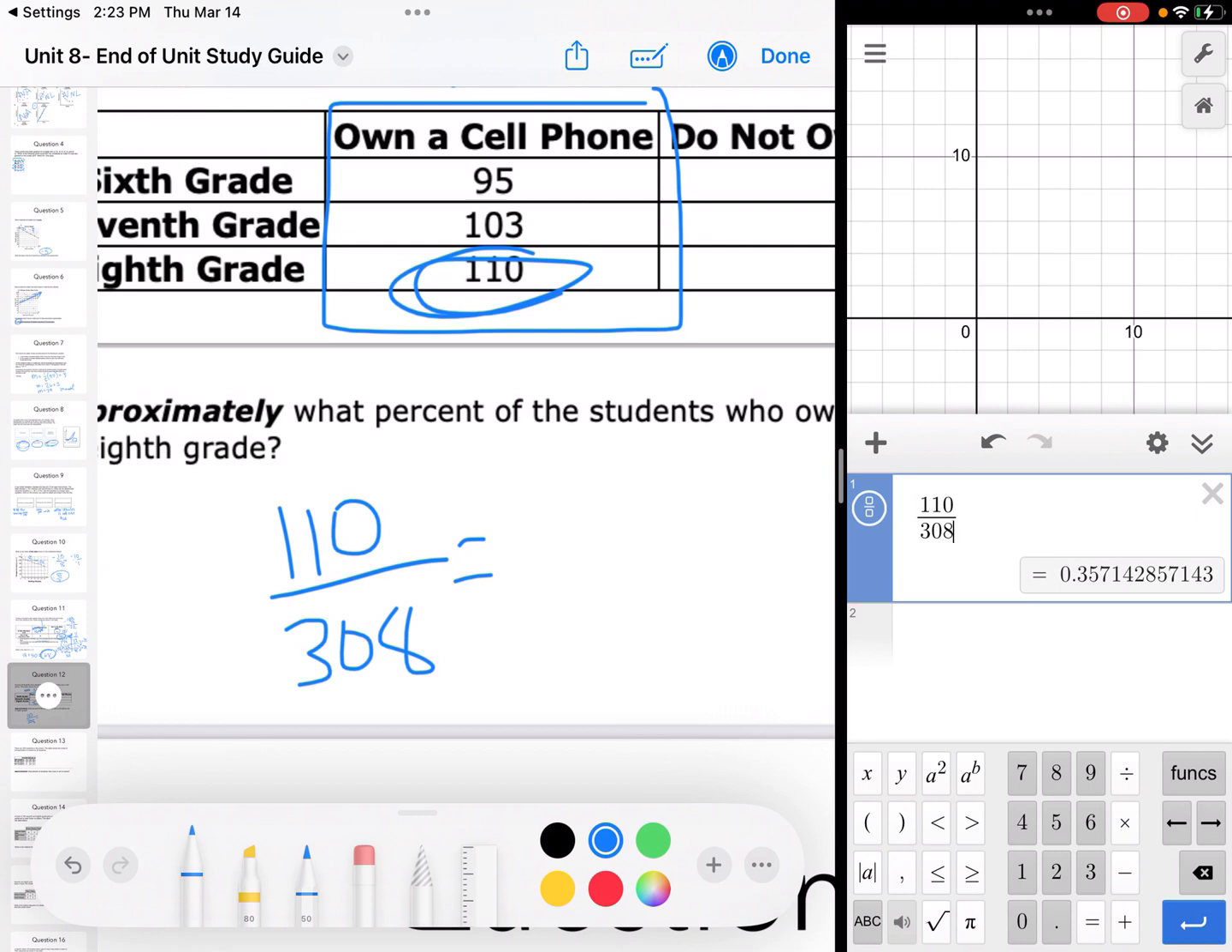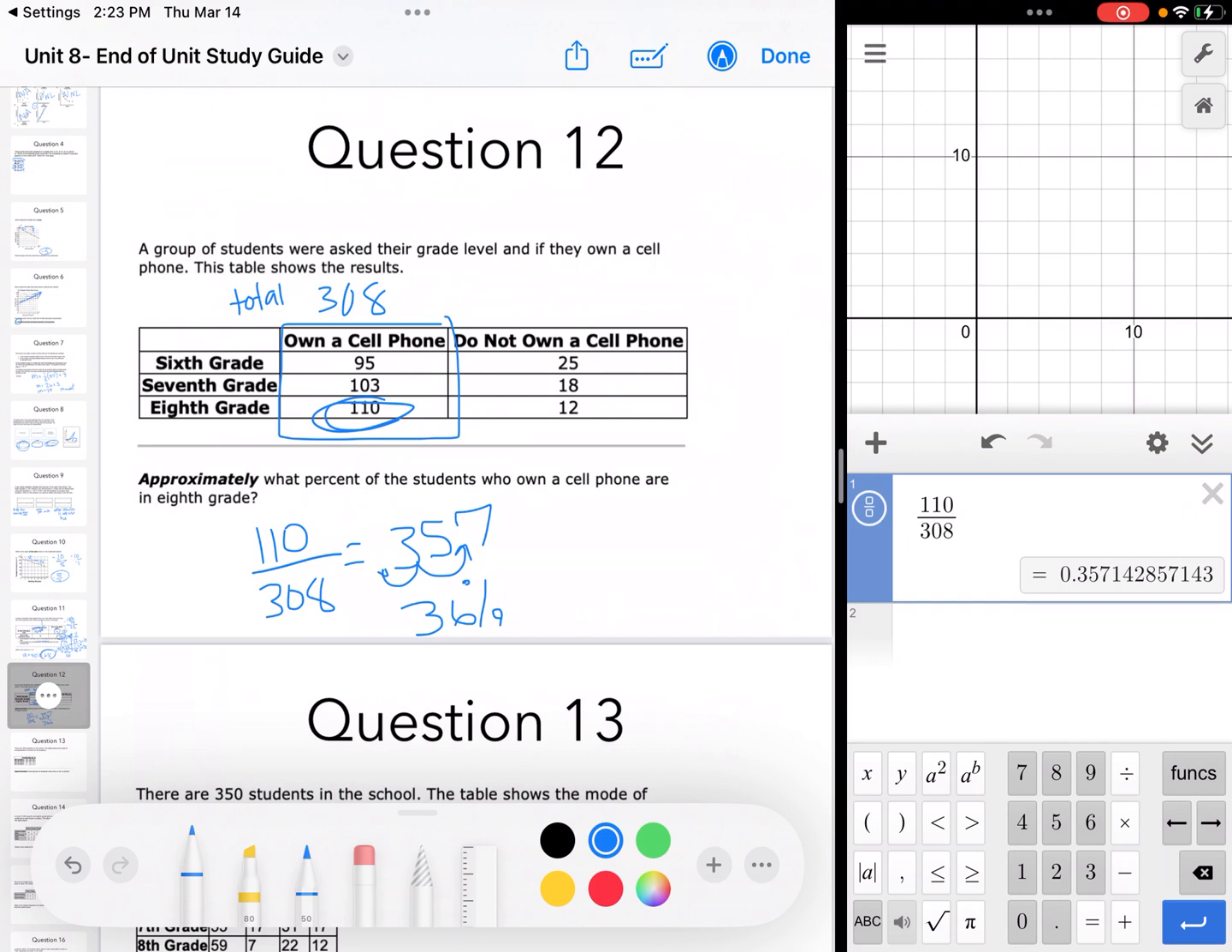And I get 35.357, so 36%. So 36% of the students who own a cell phone are in the 8th grade.